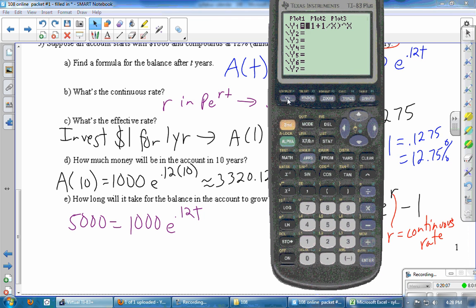This would be a good time to pause the video and see if you can find a good window. Think about the window, don't just randomly trial and error around. Think about the window and see if you can find the solution to these two. And come back when you're ready.